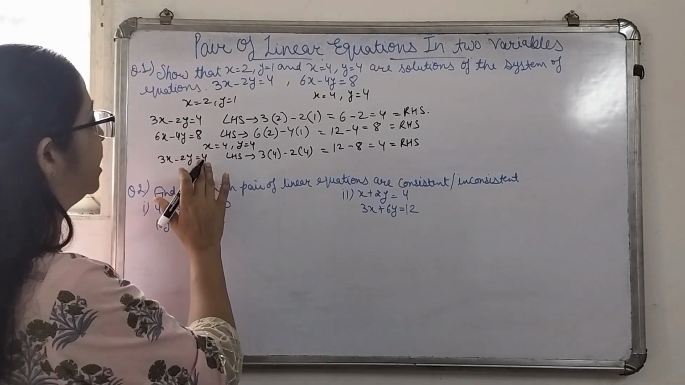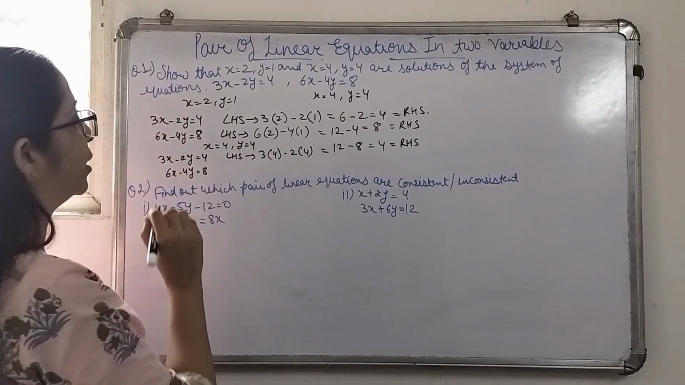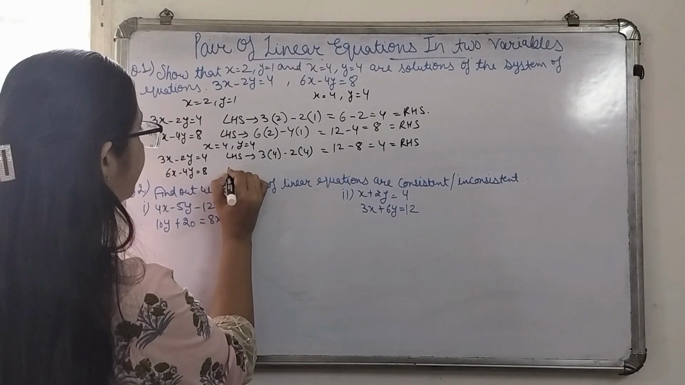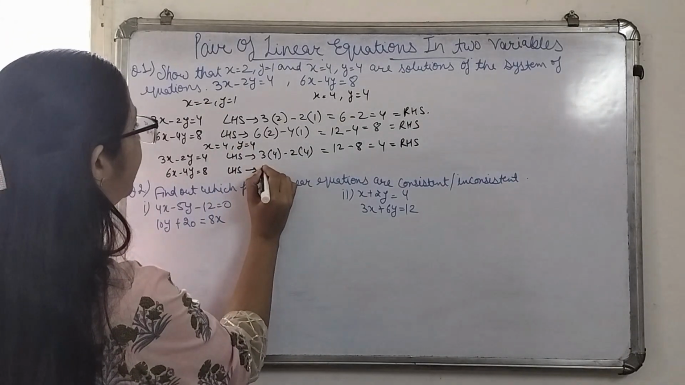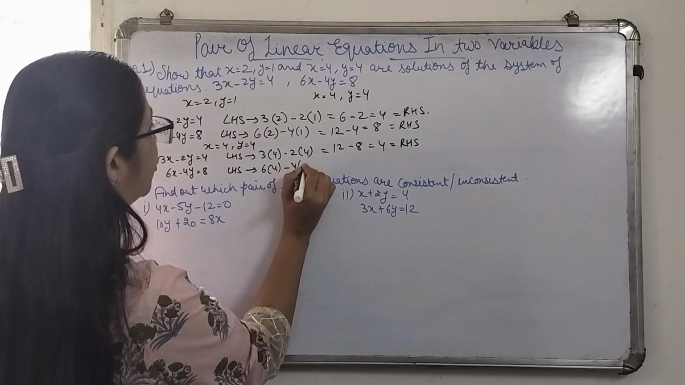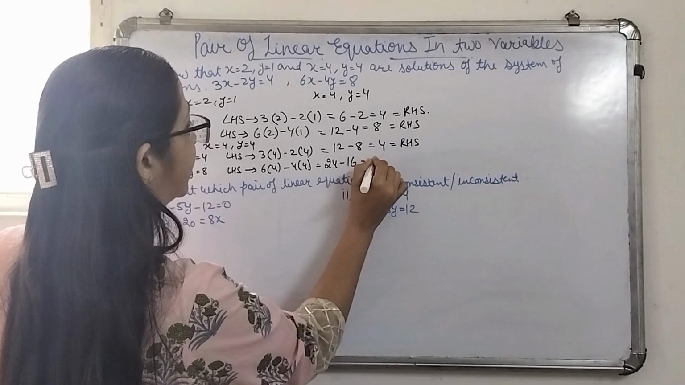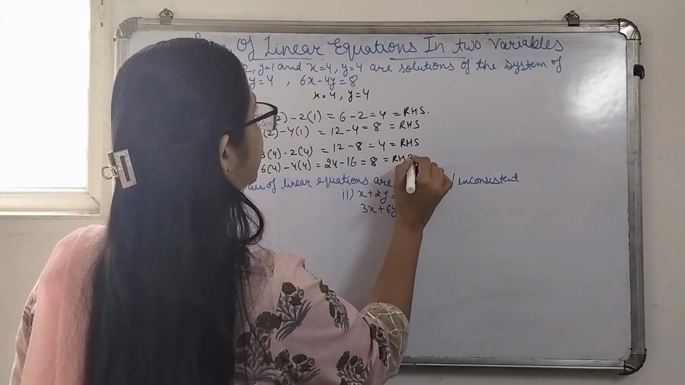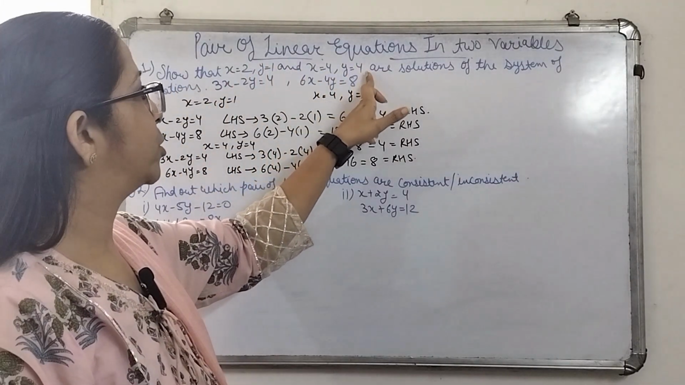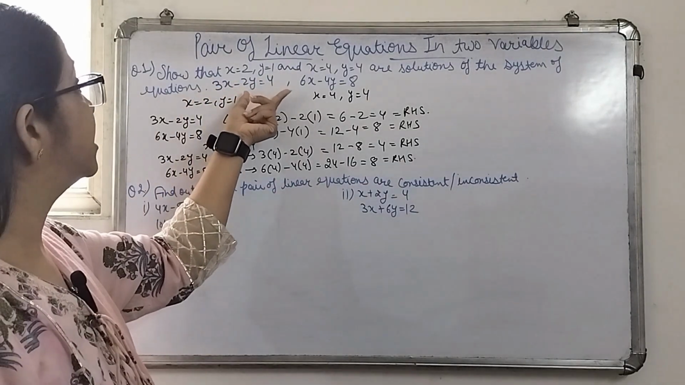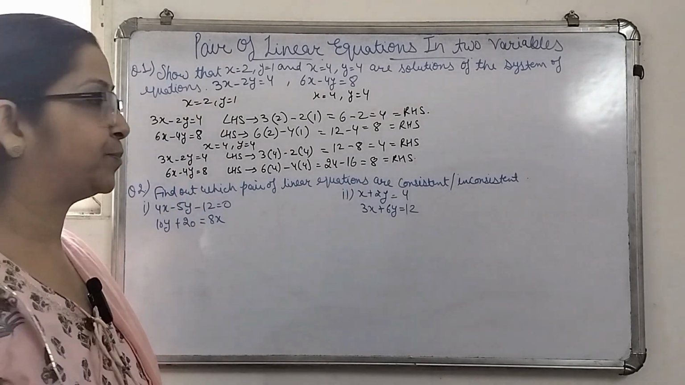Now we will check these points for the other equation, that is 6x - 4y = 8. Again we take the LHS part. We replace x by 4 and y by 4. We get 6 multiplied by 4 minus 4 multiplied by 4. 6 fours are 24, 4 fours are 16, that is 8. It is equal to RHS. That means x = 2, y = 1 and x = 4, y = 4 are solutions for both the equations of this system. This is how we can show it.